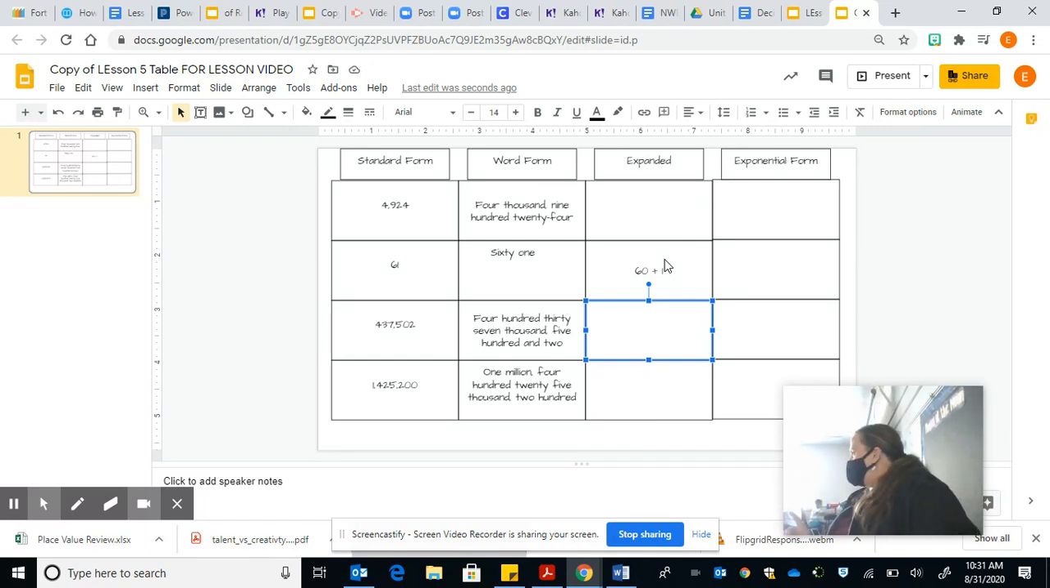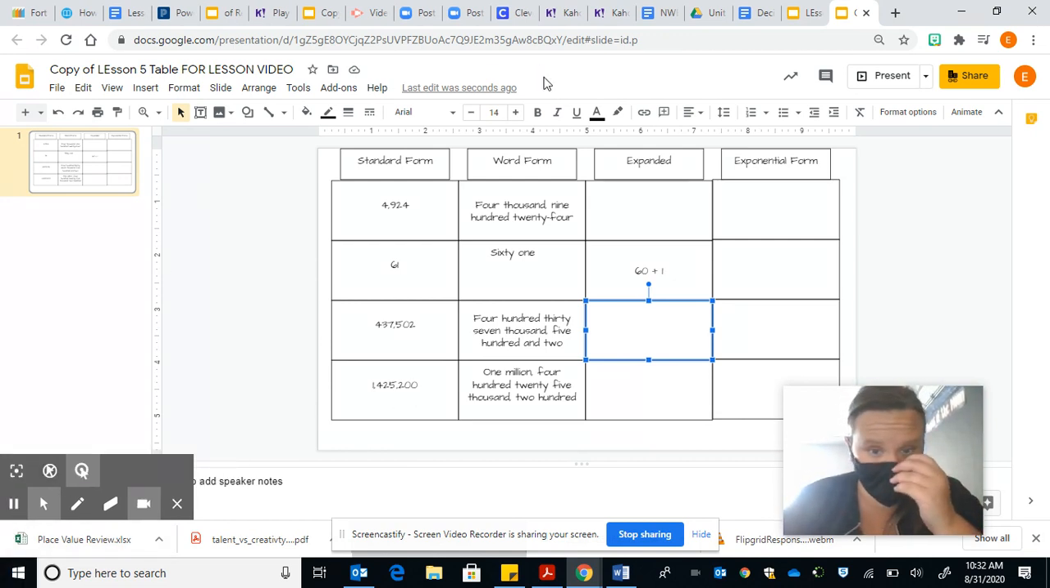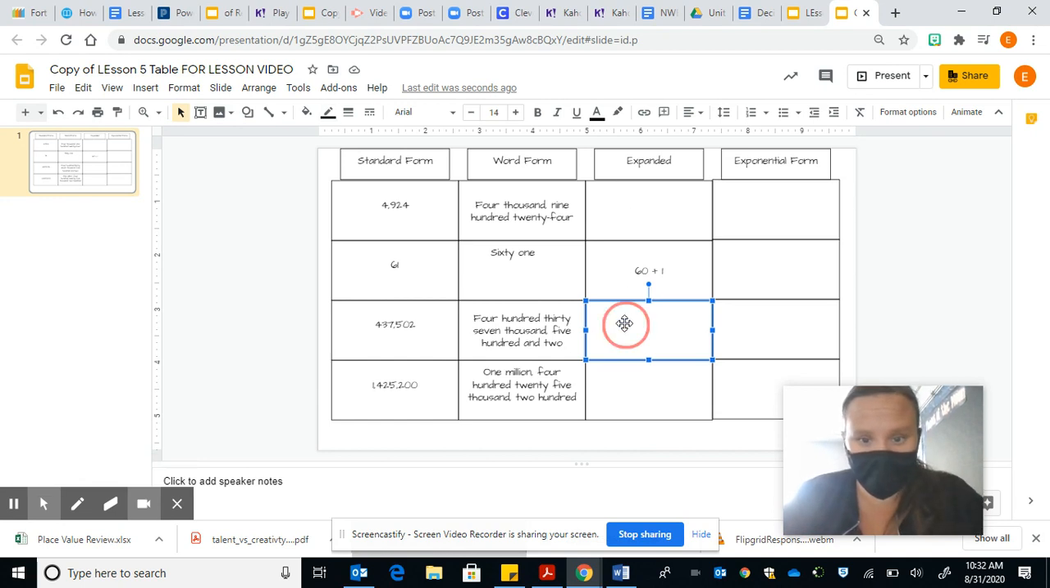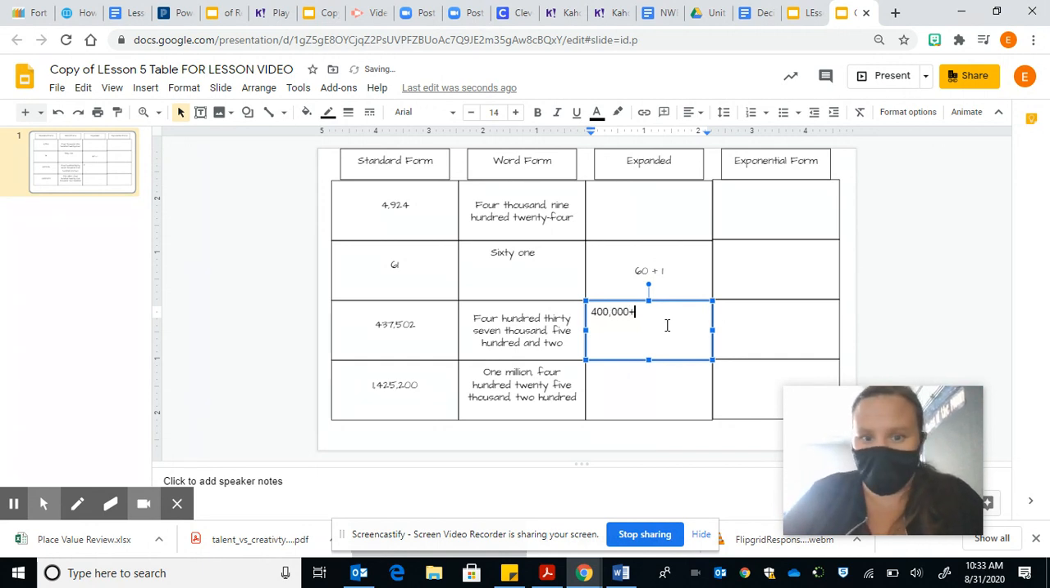Can someone tell me what the expanded form is for number 1? Anyone new? Jade, let's start with you. If we're looking at 437,502, what's our first large value there? In that large place value. There we go. Now you got it. So for this one, 400,000. And then a plus sign. Now what?